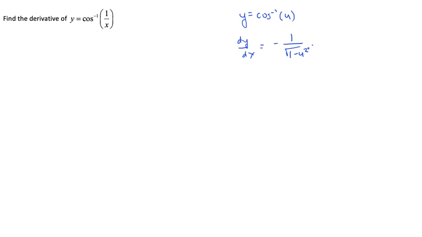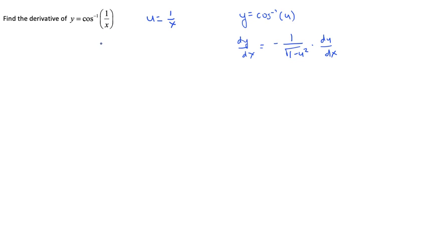But what do we have to multiply this by? By the chain rule, we have to find the derivative of that inner term, the du dx. Well, what do we have in this case? In this case, we know that u equals 1 over x. It's this guy right here.